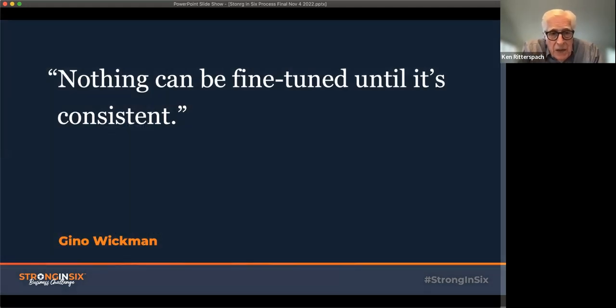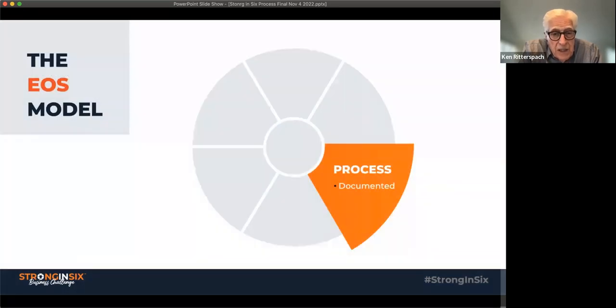Gino Wickman says nothing can be fine-tuned unless it's consistent. Nothing can be fine-tuned unless it's consistent. And so documenting the process doesn't stop there. Once you get it identified, then you have to make it consistent. And by consistent, what we mean is followed by all, or FBA. So once your processes are documented, then you have to go about making sure that they show up day to day, month to month, year in and year out.